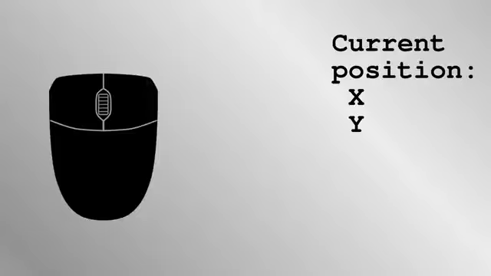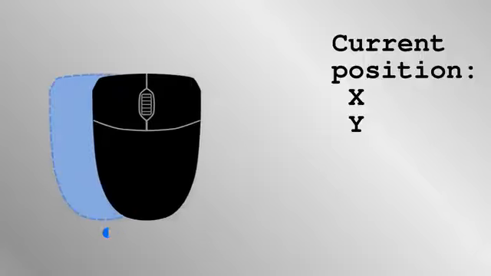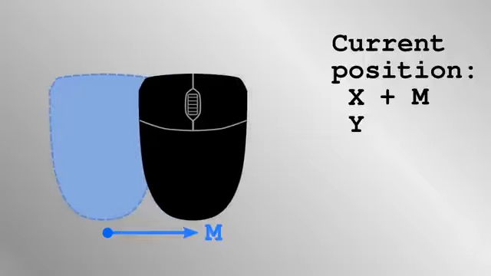A computer mouse tracks how far left or right and up or down it has moved along a flat surface, and also which buttons have been pressed. A program, typically the computer's operating system, keeps track of the X and Y pixel coordinates of the mouse by adding or subtracting any changes in position received from the mouse.